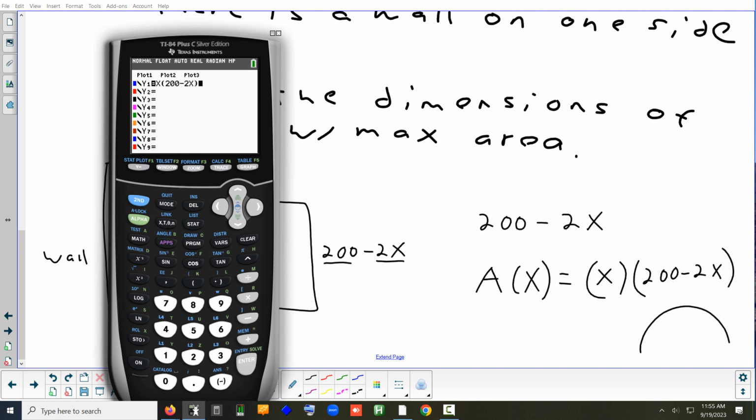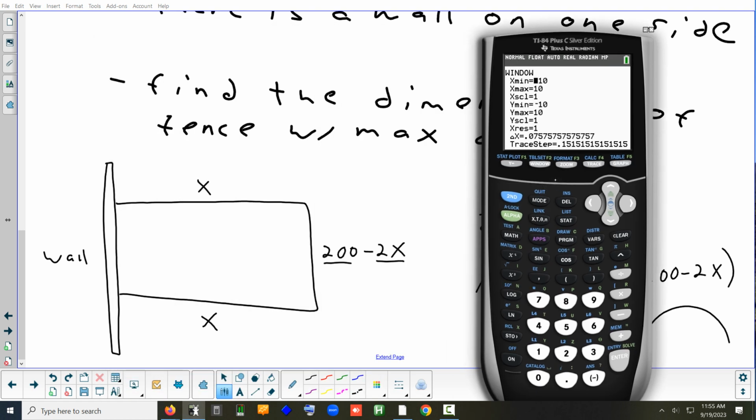Well, first of all, what wouldn't make sense? What's the smallest that x could be? I mean, it technically couldn't be this small, but it could get pretty close to what number? 0. It could. I mean, you could build a really long and skinny type thing. So you could get pretty close to 0.